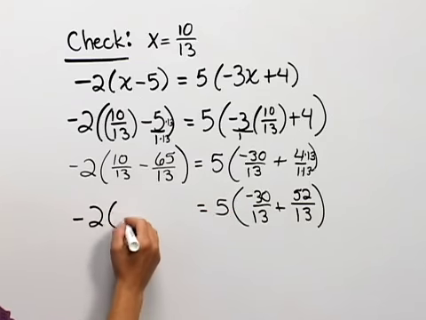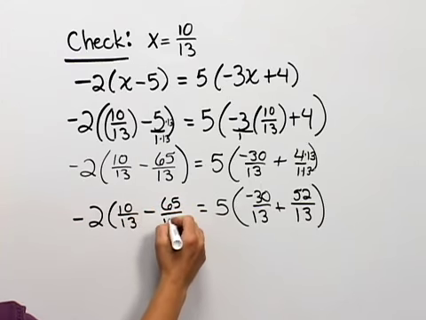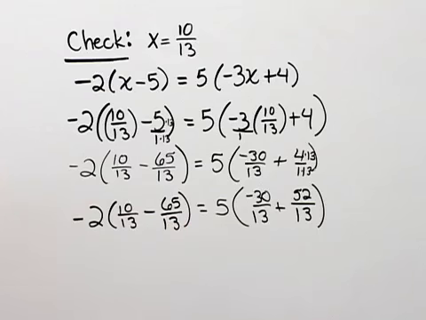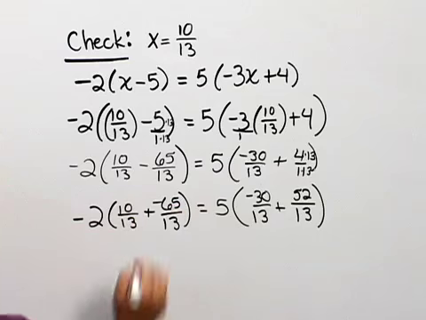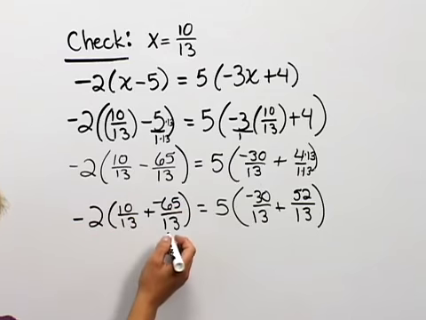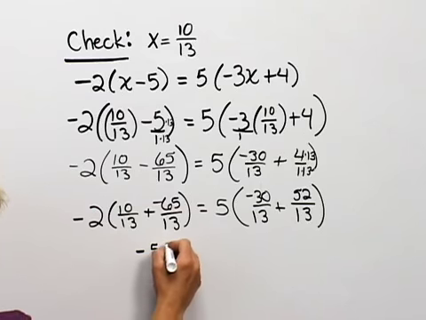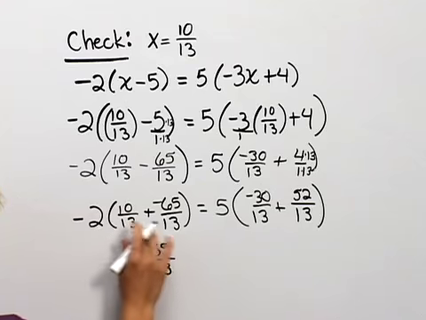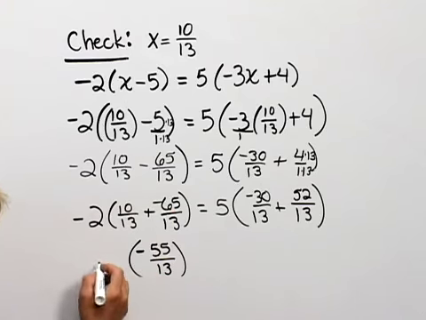Now we'll go and finish off everything in our parentheses. So here on this side, in this grouping symbol or parentheses, the subtraction is the same thing as adding the opposite, which is a negative 65 over 13. 10/13 and a negative 65 over 13 is negative 55 over 13. Denominators are the same, so we just add the numerators.